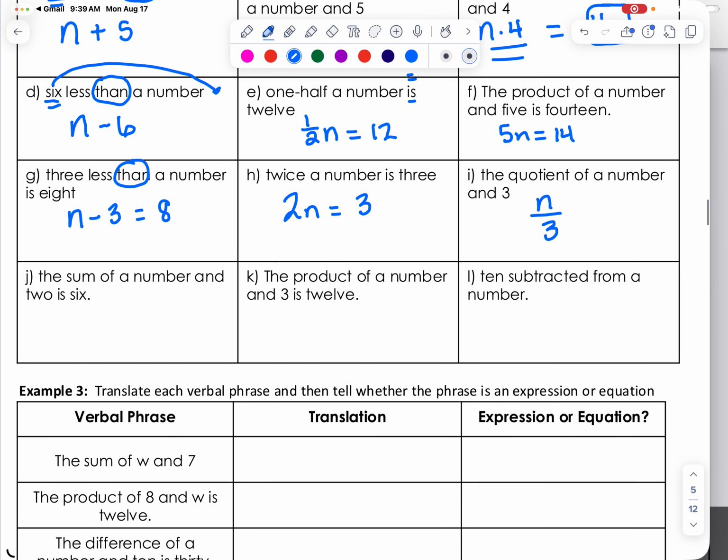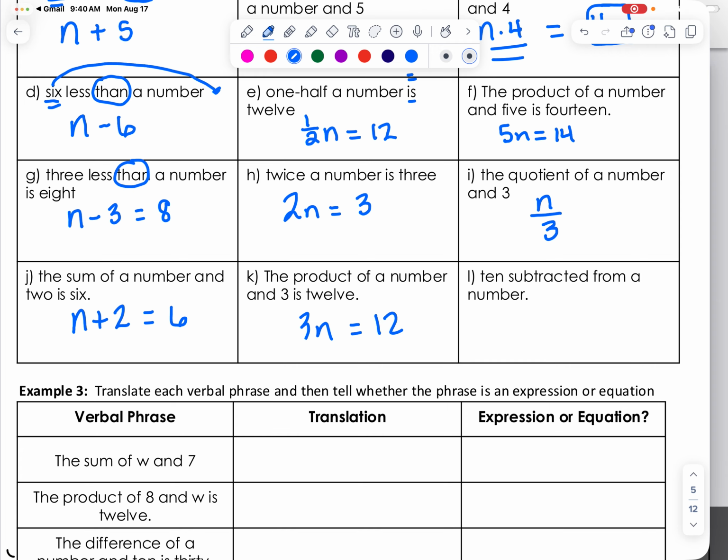J, the sum of a number and 6 is... wait, J, the sum of a number and 2 is 6. All right, so N plus 2 would be the sum of a number and 2. For "is," we'll put equals and then 6. K, the product of a number and 3 is 12. So 3N, the product of 3 and a number, equals 12.